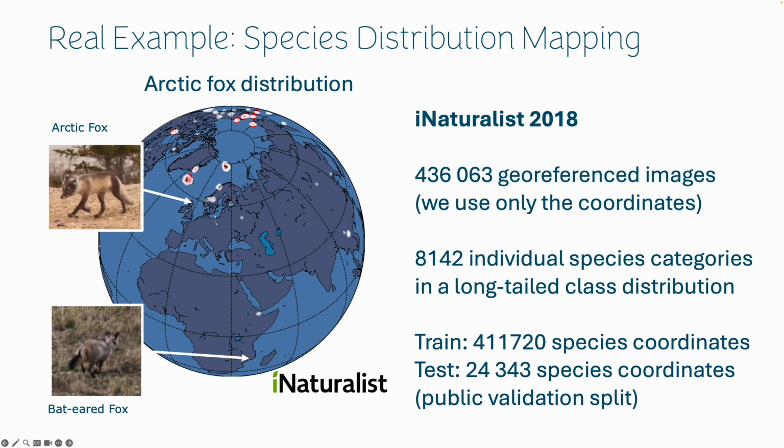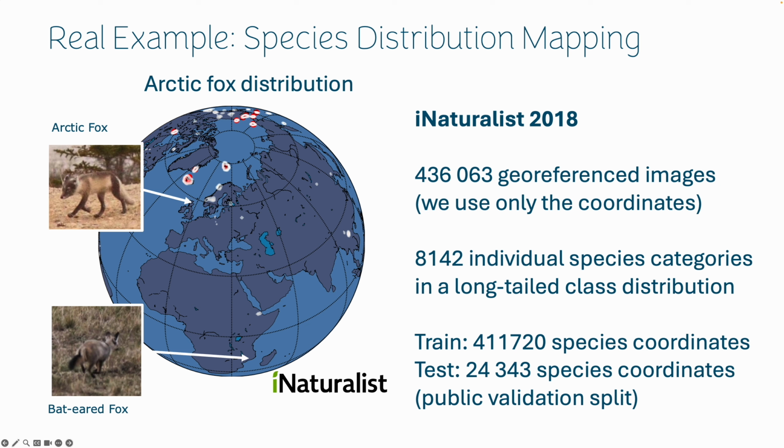And the core situation here is that different species, like here the Arctic fox, may look very different in the summer, and can be confused with a bat-eared fox. But if you know the coordinates, you may actually have a higher accuracy, or it may help the classification of those images if you also bring in the coordinate information.